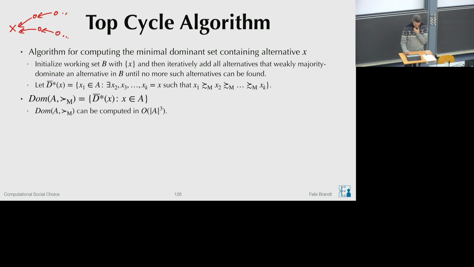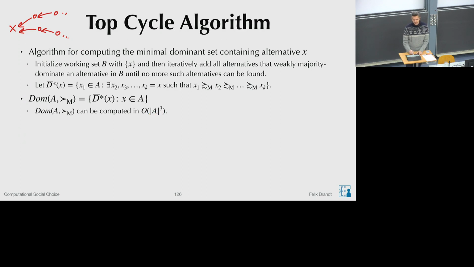Okay, but more now regarding the computation. So we can now compute the set of dominant sets using this algorithm here. So the running time is the number of alternatives to the 3. So we guess a starting alternative, and then in the worst case at least, we have to look at all the edges for any of these starting alternatives. And that's why it's A to the 2 times A, which is A to the 3. And ideally, what we would like to have is an algorithm that runs in cardinality of A to the 2.